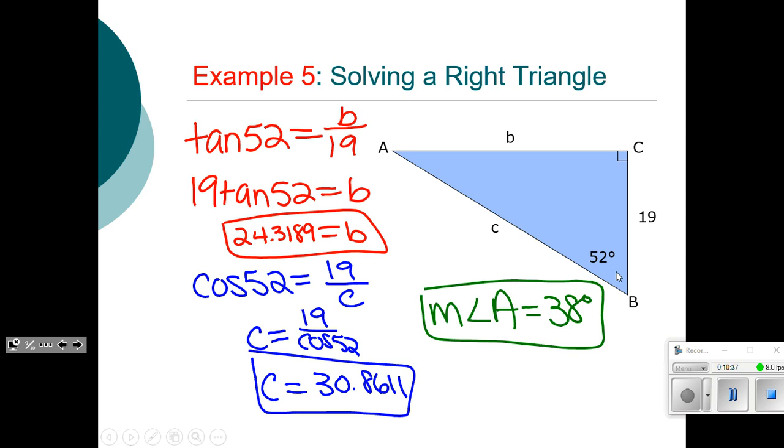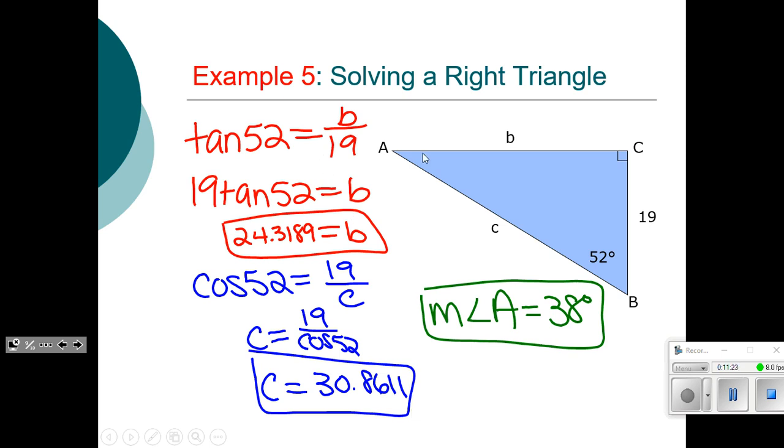If you want to find C, you're going to do 52. What you're given is adjacent over hypotenuse. That's CAH, adjacent over hypotenuse. The hypotenuse is C, so we have to include that. We're looking for C, so we're going to do 19 over C. Write cosine 52 equals 19 over C. This is the ratio for cosine, right? A and H: this is the adjacent and that's the hypotenuse. So we cross multiply. C equals 19 divided by cosine 52. If you do that, you get 30.8611.